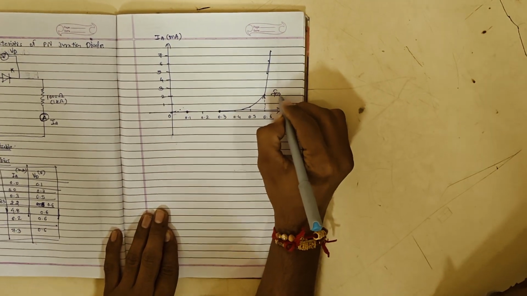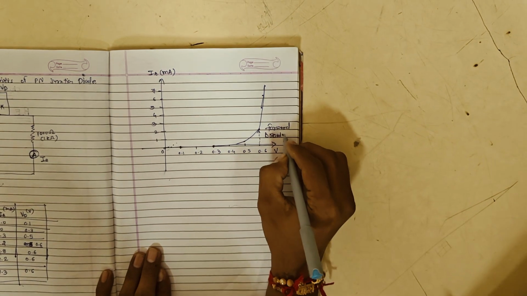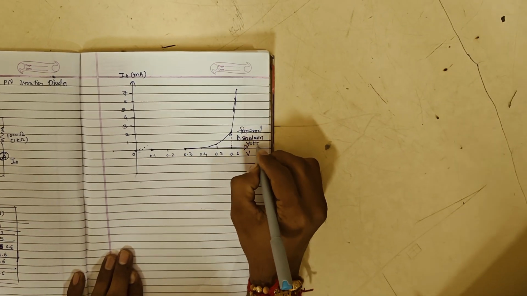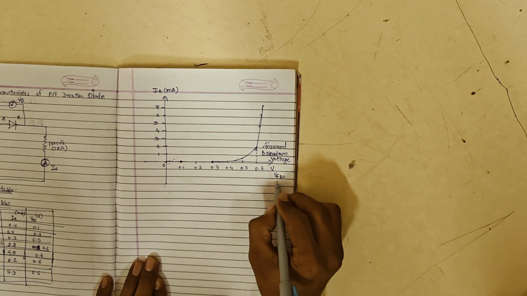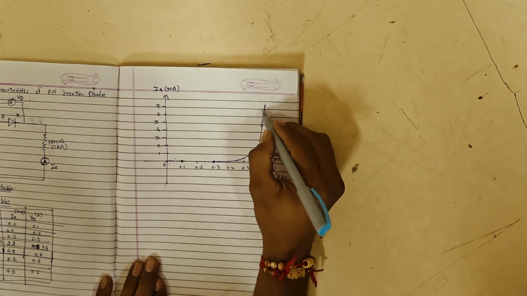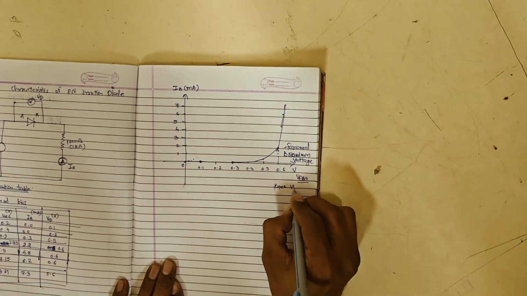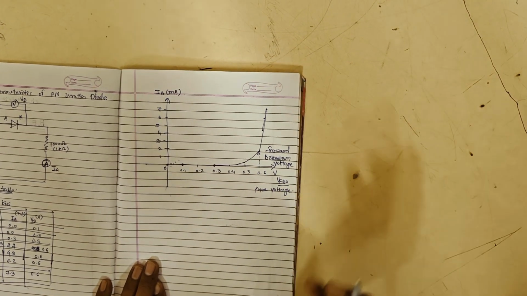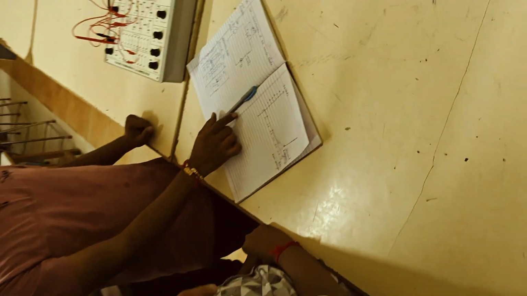From the characteristics, you can observe that at this point, the diode gets breakdown. So you can say it is the forward breakdown voltage of the diode, right? VFBO. Clear? Also, this voltage is known as the knee voltage of the diode, right? Clear? So, this is the forward characteristics of the diode.